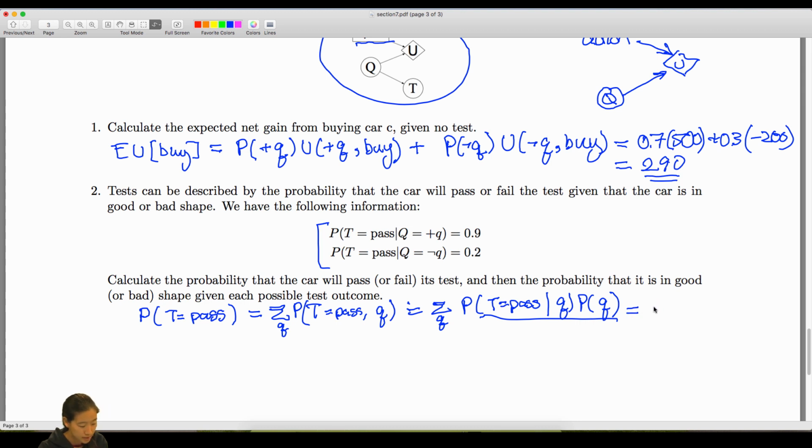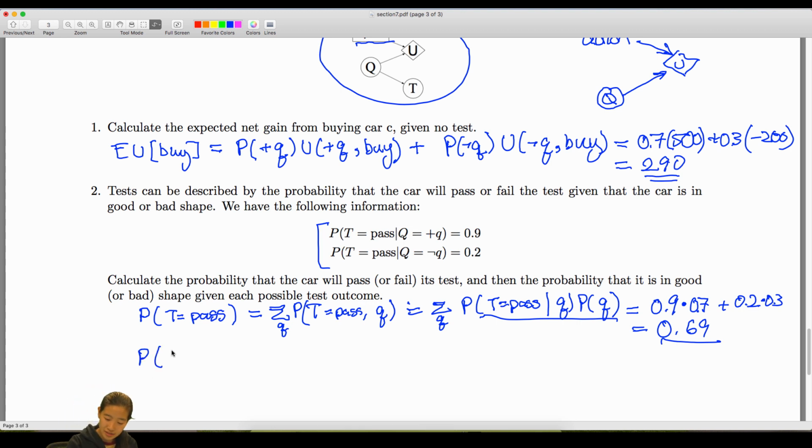So we get 0.9 times the probability that it is good quality, which is 0.7 from above. And then we add it to the probability that the test passes if the quality is bad, which is 0.2, and the quality is bad 0.3 times. So this is going to give us 0.69. That's our final probability, 0.69.